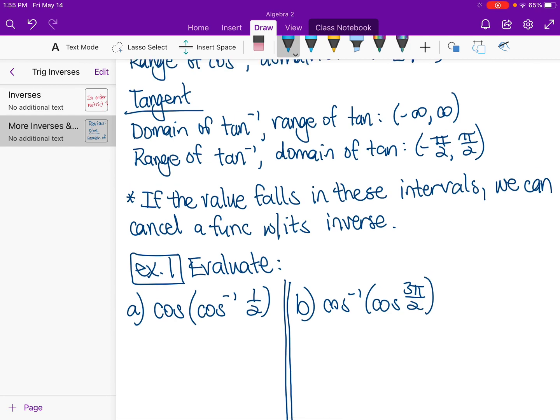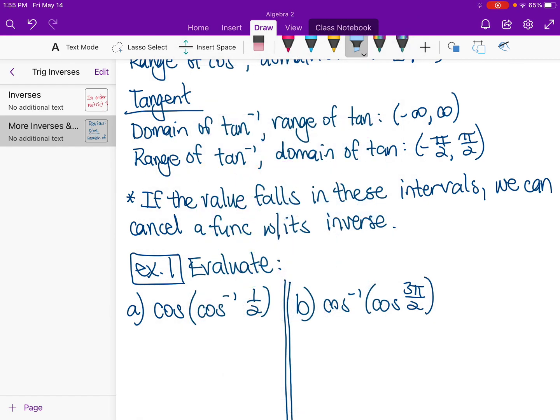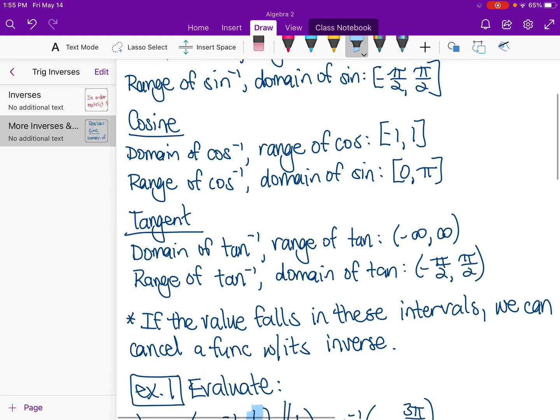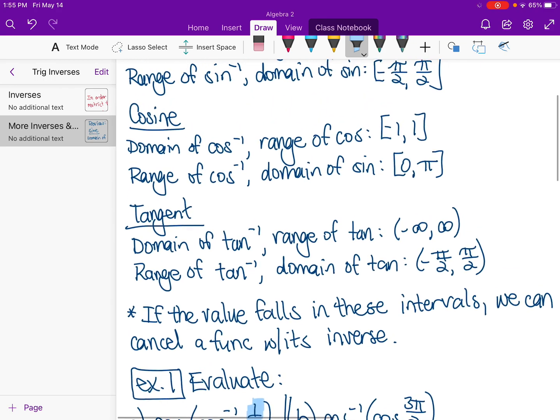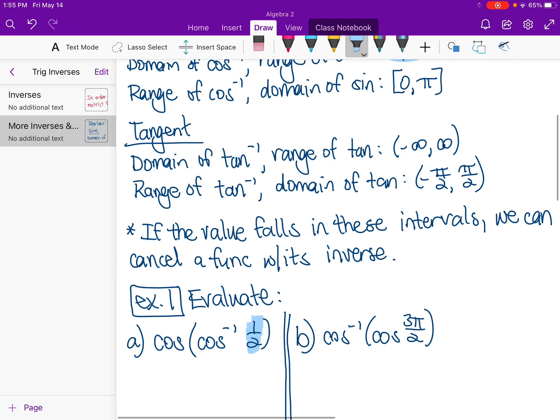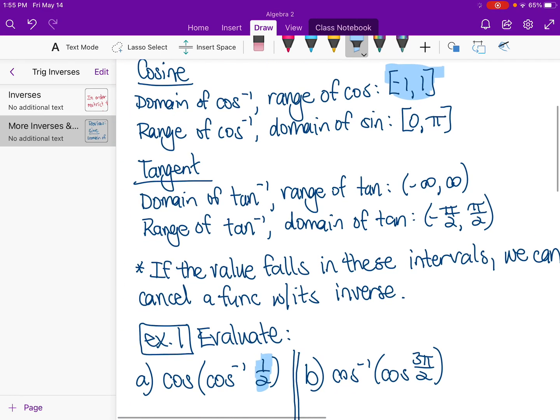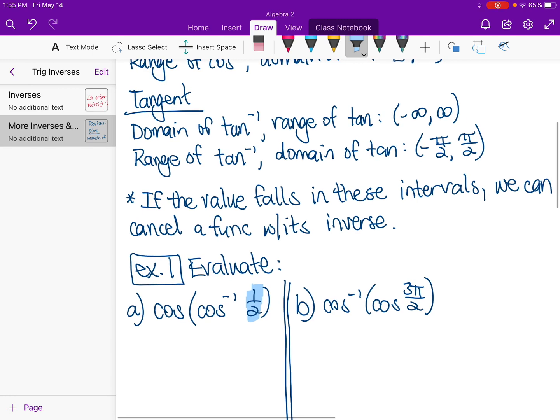So what I want to look at is, I'm going to actually highlight, does this fall in the domain of cosine inverse? Right here. So this is an input for cosine inverse, right? It's something I'm taking cosine inverse of. So it is a domain value. And does 1/2 fall between -1 and +1? Yeah, it does. If the answer is yes, I can cross those out, and the answer is just 1/2.